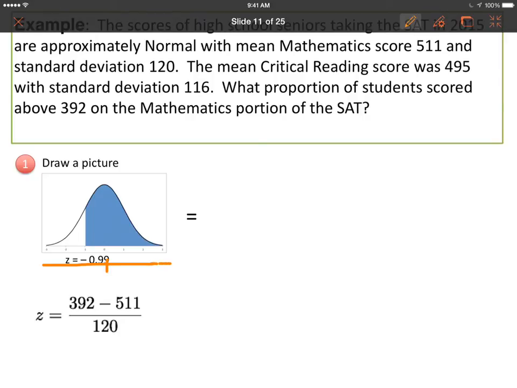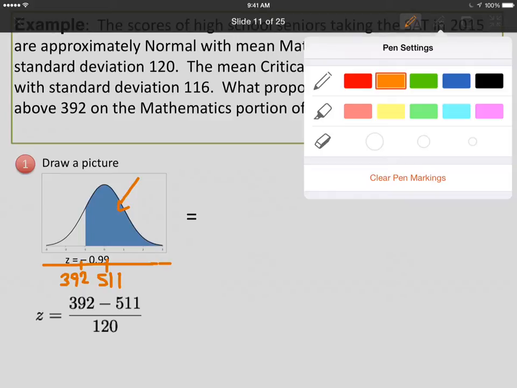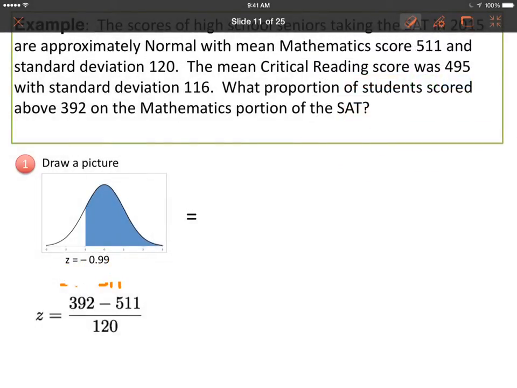The mean is what? The mean math score was 511. And the standard deviation was 120. And we want to know what proportion of students scored above a 392. 392 is to the left of 511, so I'd mark the 392. And we want the proportion that scored above, and so that's why we've shaded this blue region here. All right, now again, this blue region isn't exactly what the table gives us.